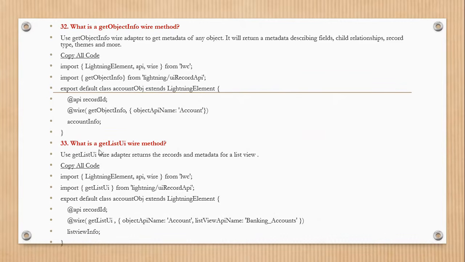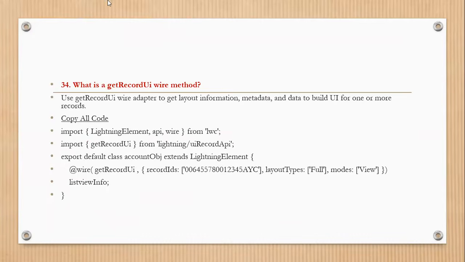Next question: what is the getListUi method? Use the getListUi wire adapter to return the records and metadata for the list view. Copy the code: import LightningElement, api, wire from lwc, import getListUi from lightning/uiListApi. Export default class AccountObject extends LightningElement, api recordId, wire getListUi with objectApiName Account, listViewApiName, and Account listViewInfo.